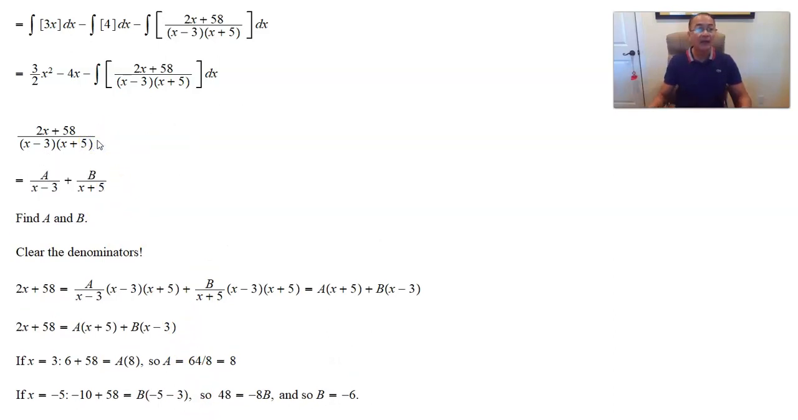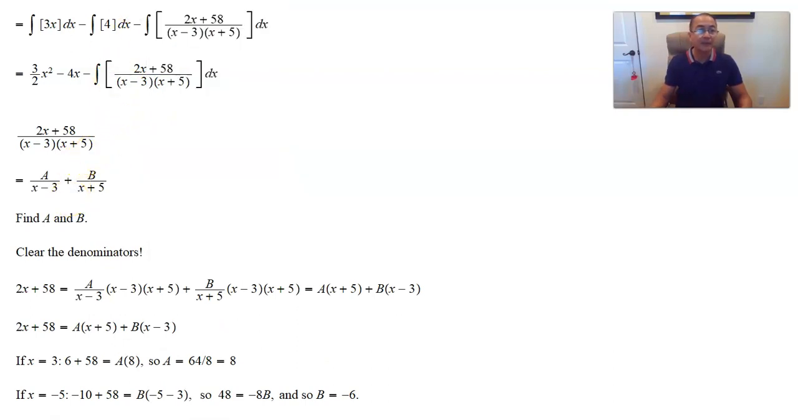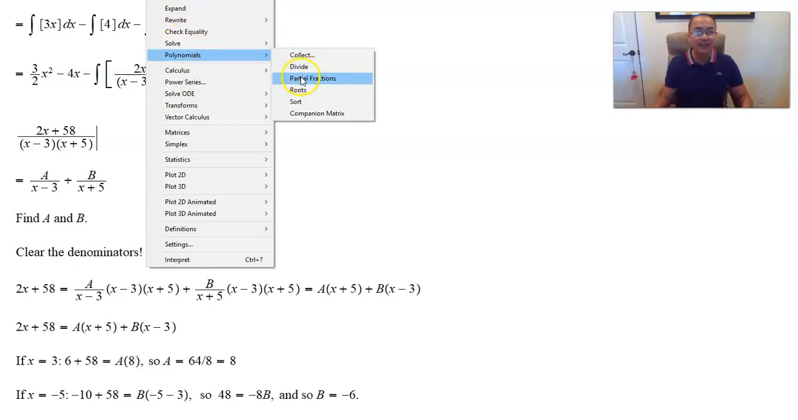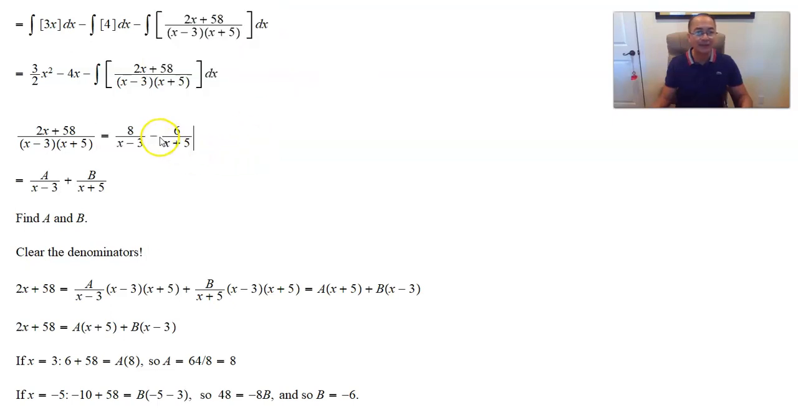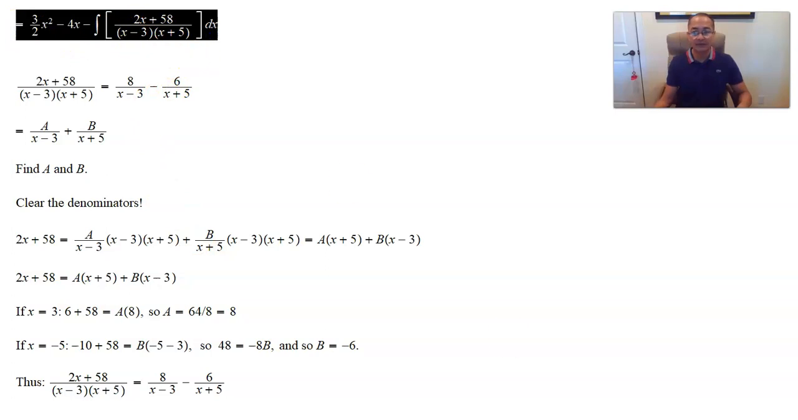I can go Compute, Polynomials, and where are you? Polynomials, there you are. Check it out, partial fractions. There you go: 8 over x minus 3 minus 6 over x plus 5. Is that what we got? Yep, 8 over x minus 3 plus negative 6, so we can write this as minus 6 over x plus 5. Excellent. So now we know how to do the integral of this third term.